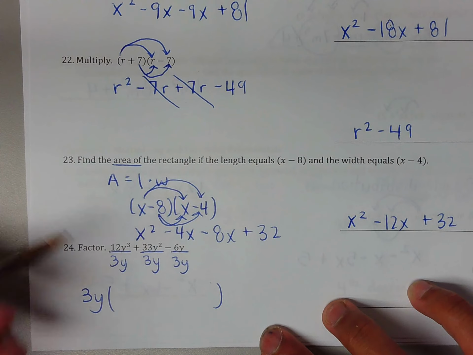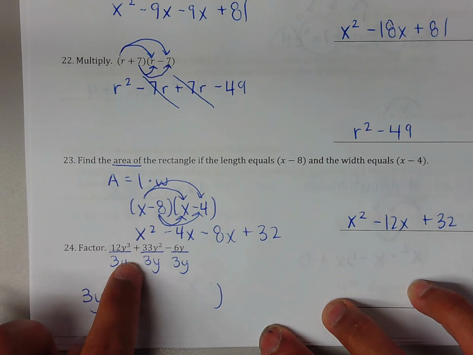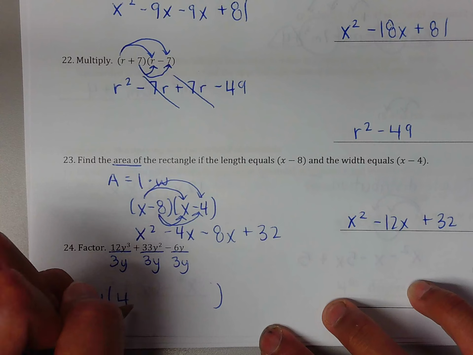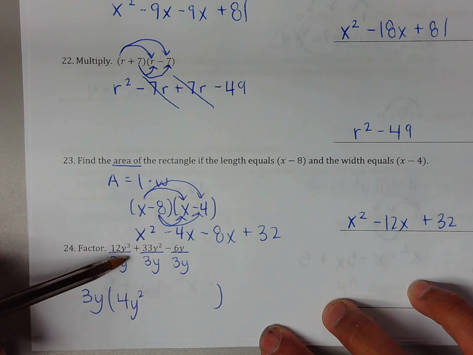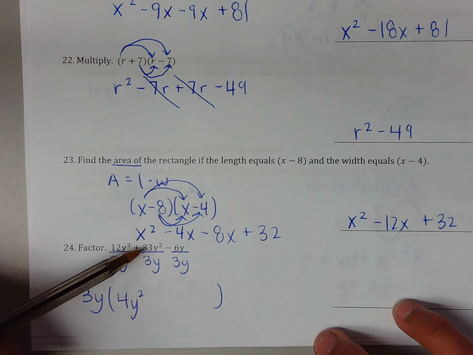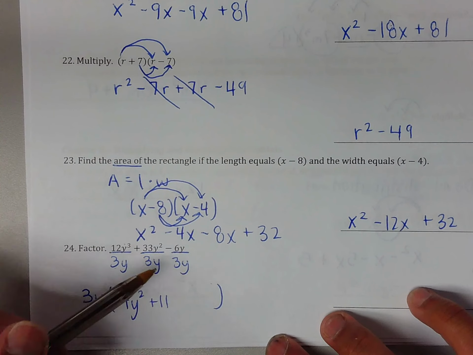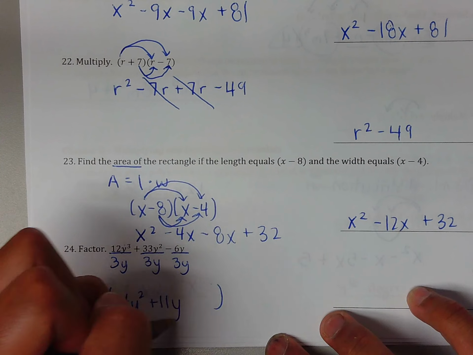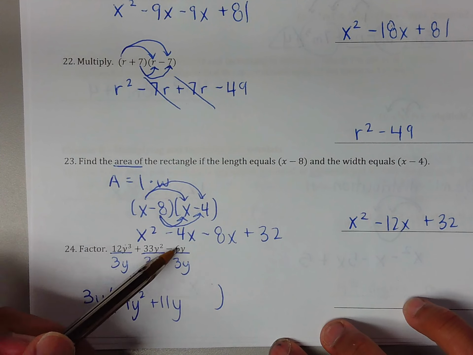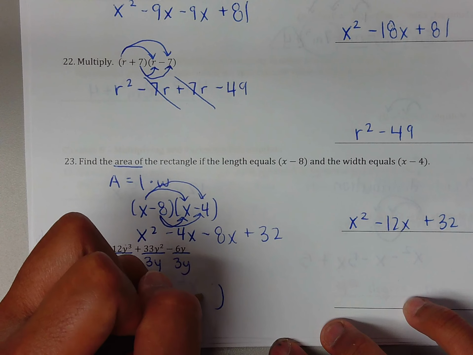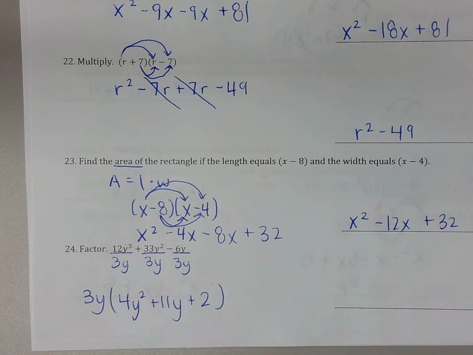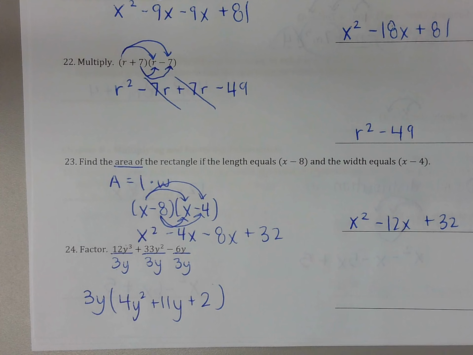12 divided by 4 gives us 4. Y cubed divided by y gives me y to the second power, right? Subtracting those exponents. 3 minus 1 gives me y squared. All right, 33 divided by 3 gives me 11. Y squared divided by y gives me just y. Lastly, 6 divided by 3 is positive 2. And then y divided by y is just 1. So that gives me 2 times 1, which is just 2. So I don't need to write that 1. All right. And that would be my final answer.